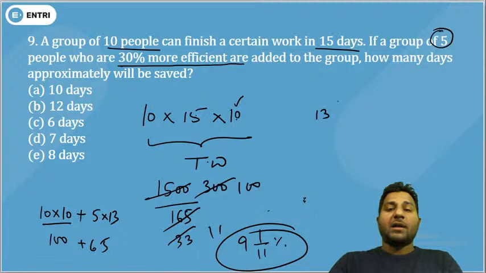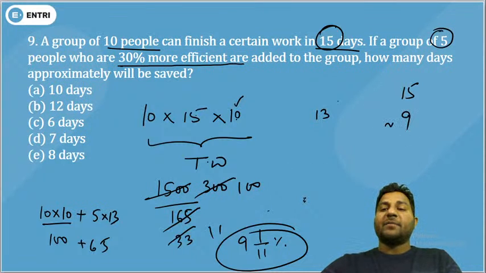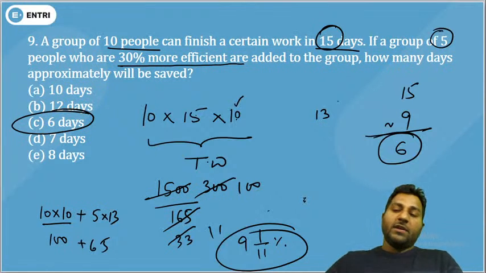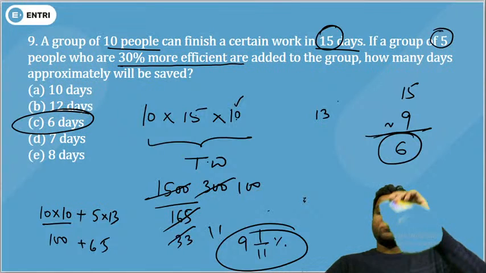Five people who are 30% more efficient are added to the group. So how many days approximately will be saved? Earlier it took 15 days. Now it is taking 9 days approximately. That means approximately 6 days can be saved. So option C will be the correct one. Yes, C is the correct answer. Very good, Praveen. You have given me the correct answer for this tough question.